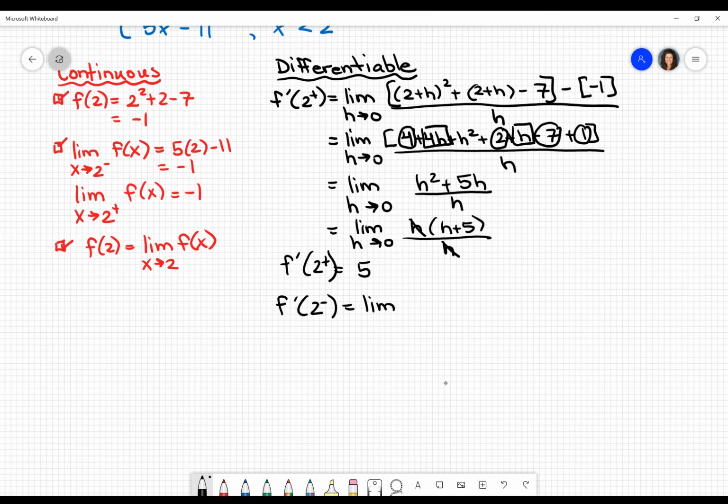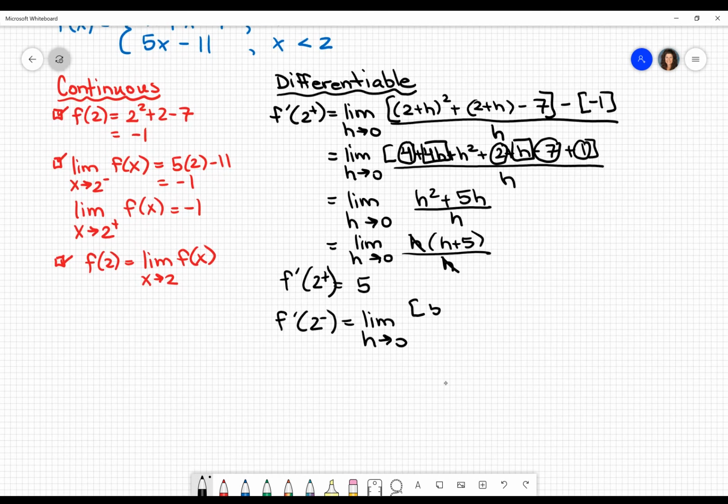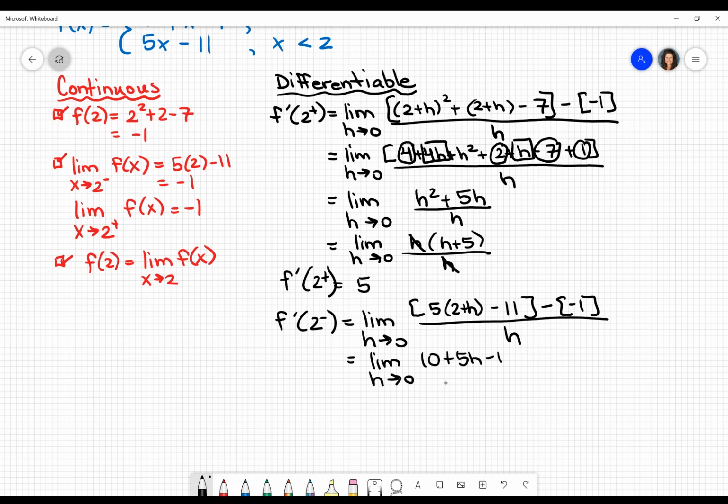So the limit as h approaches 0, and this function is 5x minus 11. So I'm going to have 5 times something minus 11. Then minus, when I plug in 2, we already figured out that's a negative 1, all over h. And since it's at 2, we're going to have 2 plus h. So we're selecting a number just slightly below 2. Now let's do the algebra and combine like terms. So I get 10 plus 5h minus 11 plus 1 all over h. So 10 plus 1 is 11 minus 11. Woohoo! Love that.